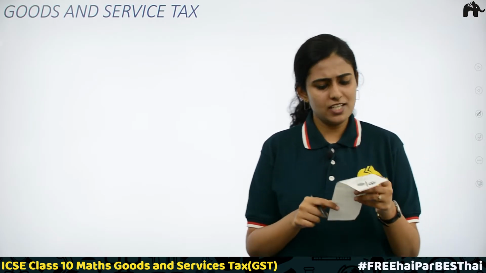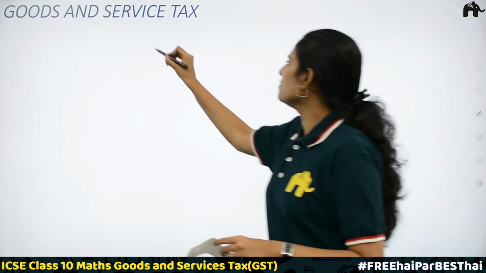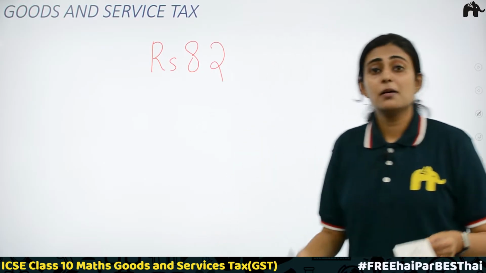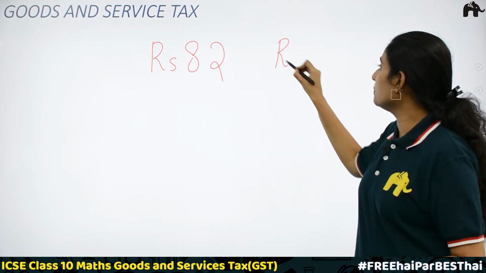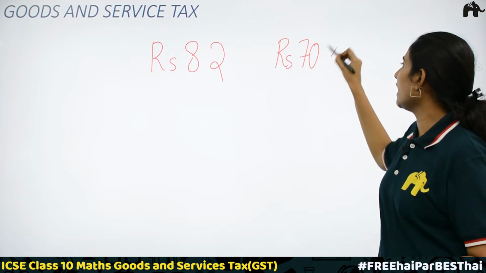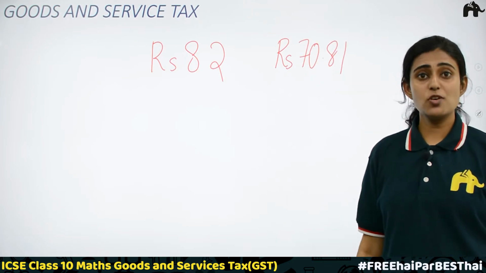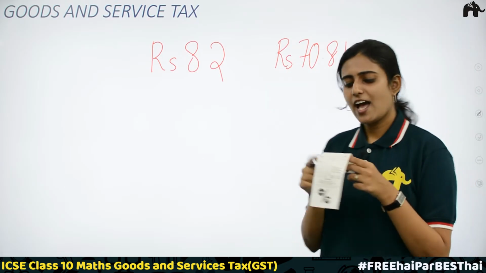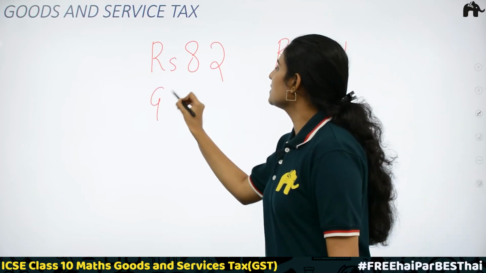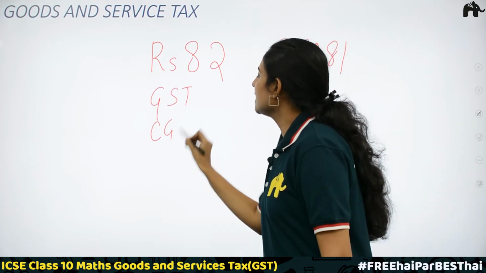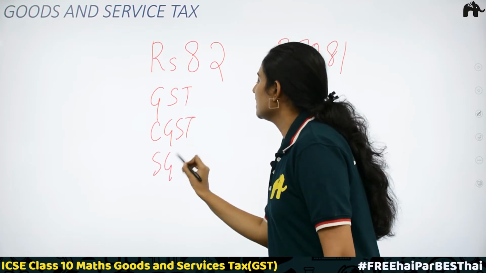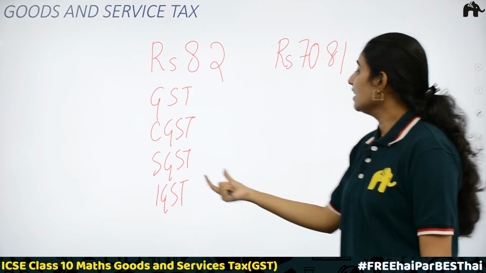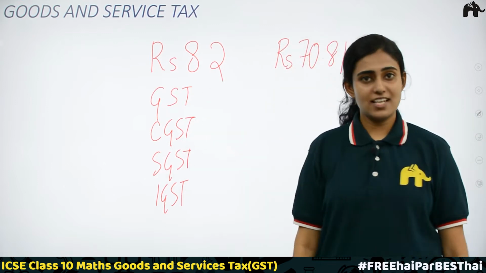Now I have a bill with me. When I check the bill, the total price I had paid is rupees 82. But my products were only of rupees 70.81. Then I was wondering, where did this extra amount come from? When I checked this bill in detail, I found that there were some terms like GST, CGST, SGST, IGST given. And I had to pay all these GSTs there.